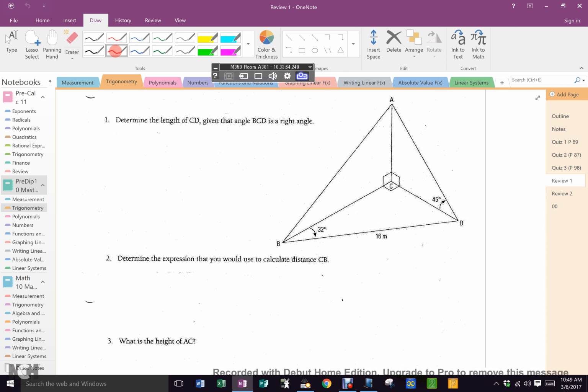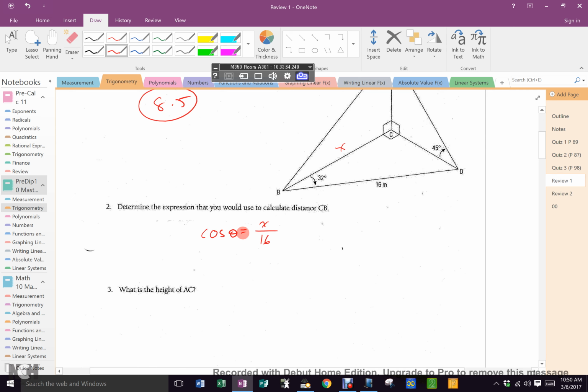So, what's the length of CD? 8.5 is correct. If you need to see why it's 8.5, ask me. How did you find CB? Cos theta equals x over 16. That would be fine. Right? Because CB, cos, there's my x. And what's your answer? Oh, that is the answer.